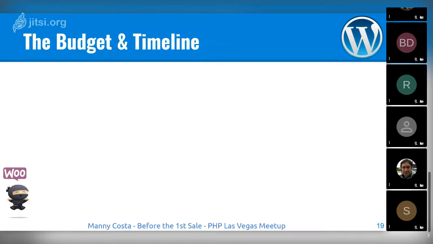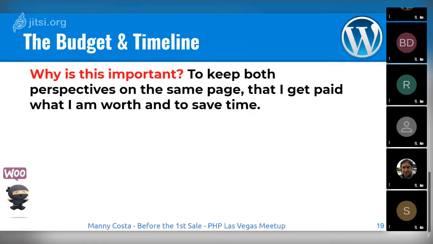Last one is the budget and timeline, right? This is very important here, where, show me the money, right? Let's talk about money now. And why is this important? I think this is important to keep both perspectives, mine and my client's, on the same page, so that I get paid what I'm worth, and to save time.